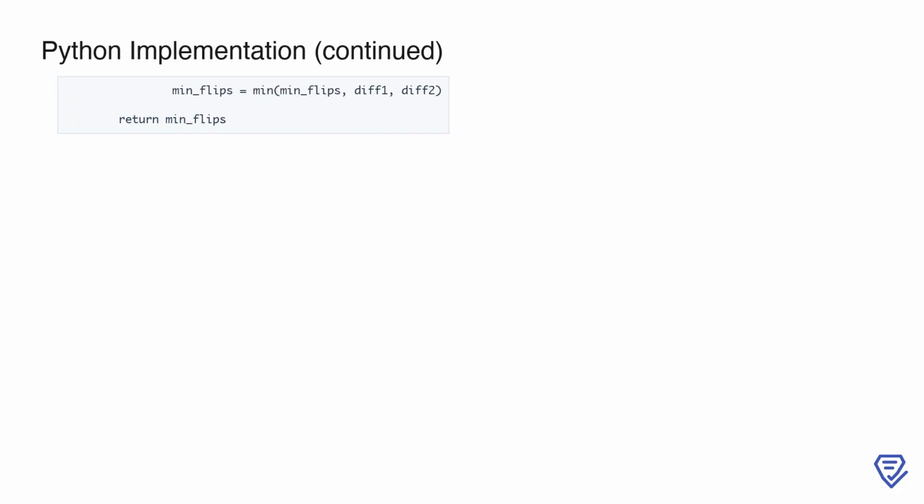Finally, for every index where the window size matches the input string's length, we calculate the minimum flips needed by comparing diff1, diff2, and the current value of min_flips. This ensures that we are always updating min_flips with the least number of flips required to make the binary string alternating for all possible rotations. Once the loop completes, we return the value of min_flips as the result, which represents the minimum number of flips needed to achieve the desired alternating binary pattern.